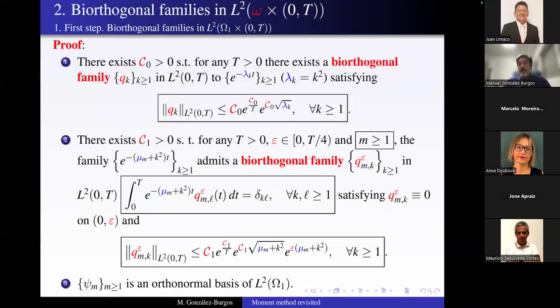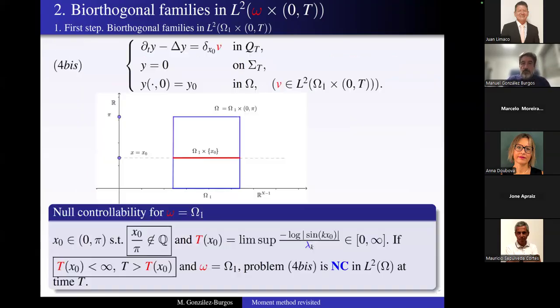Then what happens if now we want to work in little omega? Well, if we work in little omega, C_m is no longer an orthonormal basis in L2 of little omega. We lose the orthogonality property if we work in L2 of little omega. In some way, we have to measure this loss of orthogonality.